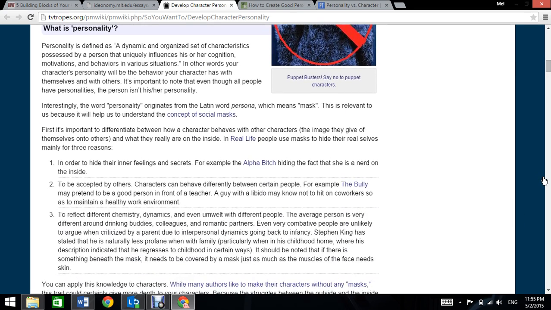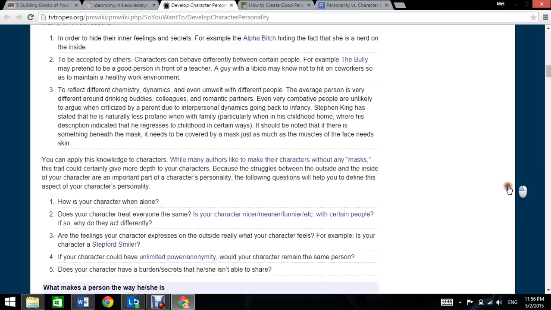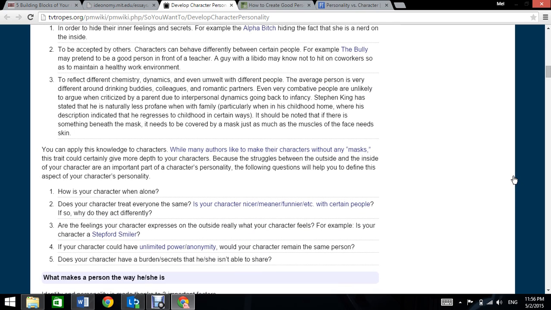Personality. Personality is defined as a dynamic and organized set of characteristics possessed by a person that uniquely influences his or her cognition, motivations, and behaviors in various situations. So pretty much it's just their behavior. Their personality really reflects their behavior. Like me, I can be a pretty feisty, angry person. And so in turn, my behavior is probably going to be a little hot-headed, honestly. So yeah, there's that. Personality really describes how a person, the alpha bitch, what?